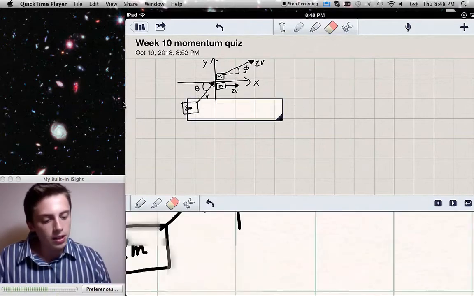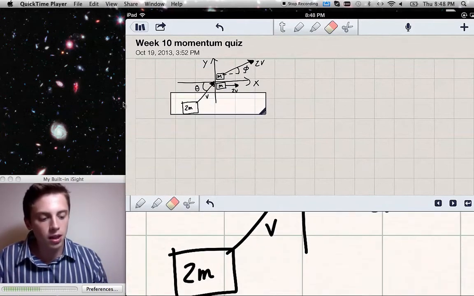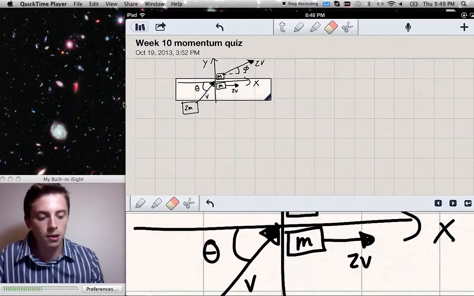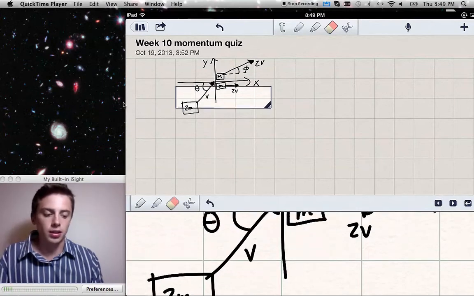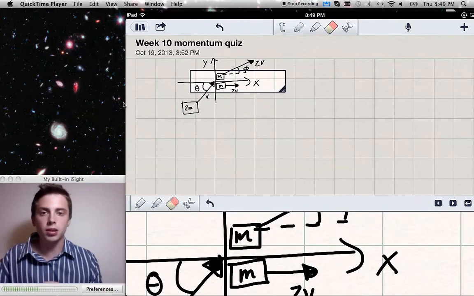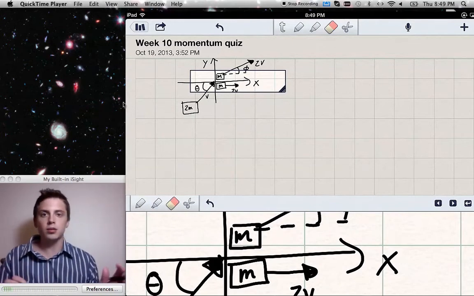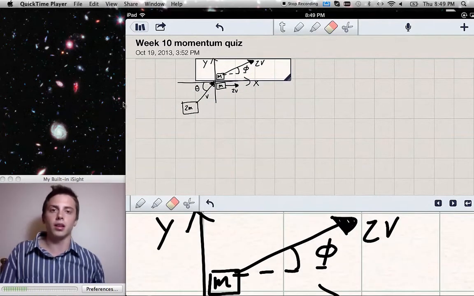So what we have is a mass. We don't know its mass. We know it's twice as big as the mass of the two parts it blows up into, so I called it 2m. It comes in at some unknown angle and at some unknown velocity. We're told that it blows up into two pieces, one piece with half of the mass going in the x direction with twice its velocity, and the other piece going in another unknown direction.